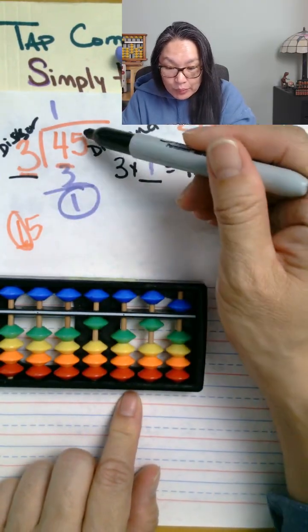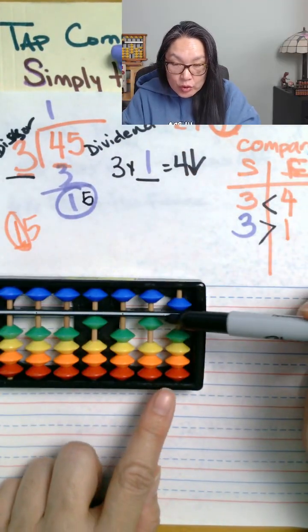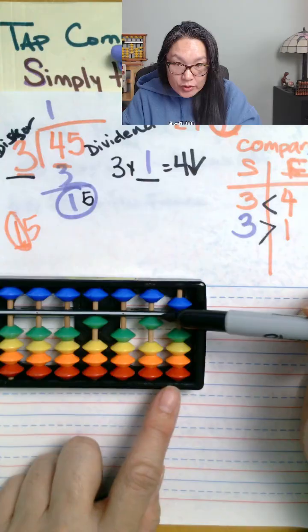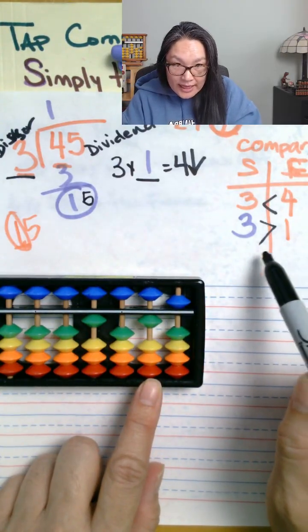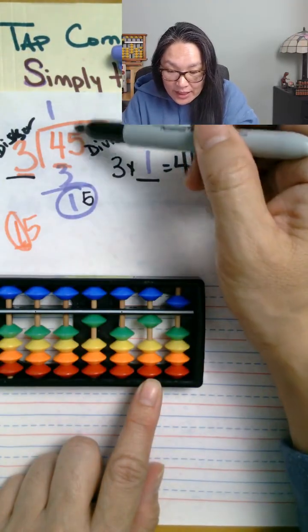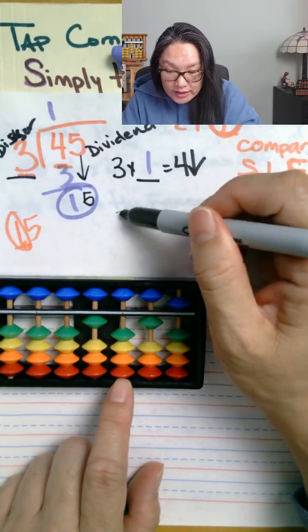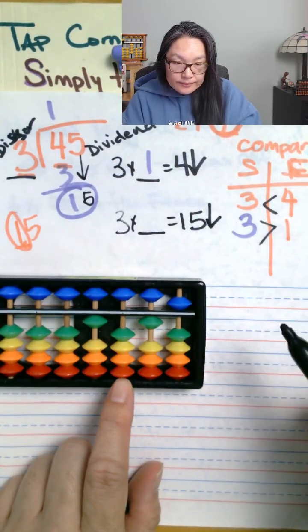So what we do is we got to bring down the 15. Now we do 2 columns on the abacus, because 1 and 3, right, you can't take away. So we got to bring down the 5. So the question is 3 times what is equal to 15 or less?